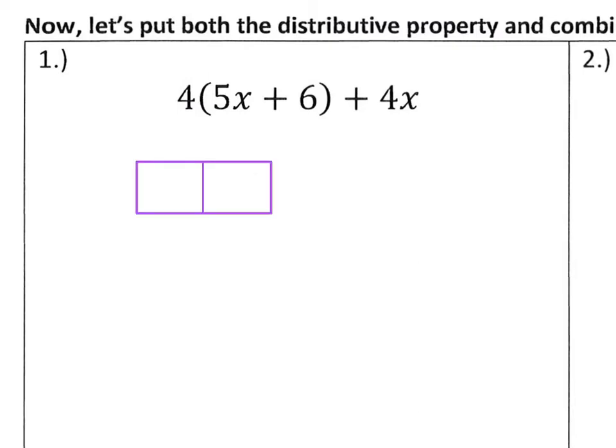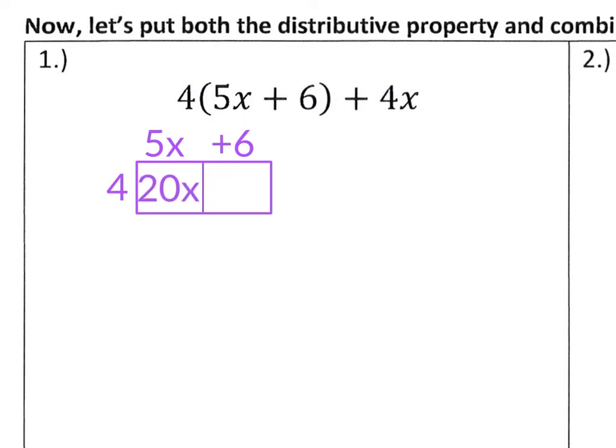So to set up my multiplication, I'm going to put the 4 on the side and the 5x plus 6 along the top. So remember, to fill in the cells, we're multiplying the 4 times the 5x. 4 times 5 gives me the 20, and remember that x is just going to be written next to it because there's no other x's here. So 4 times 5x is 20x. That goes in my first box.